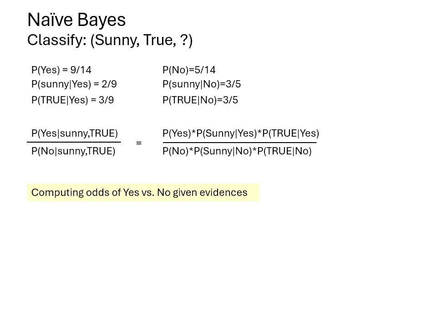Once we have all these discrete probabilities computed, we can compute odds of yes versus no given the evidence. The probability of yes given sunny and true versus probability of no given sunny and true. So we compute that and then we determine what day that should be when the outlook is sunny and the windy is true. Yes or no, play or not play.